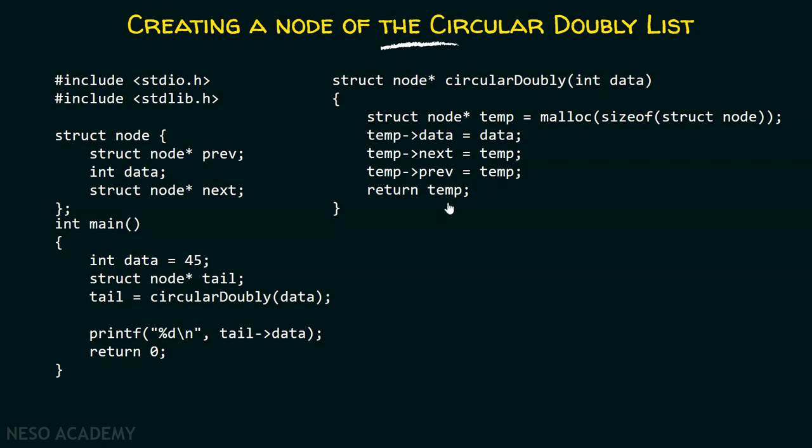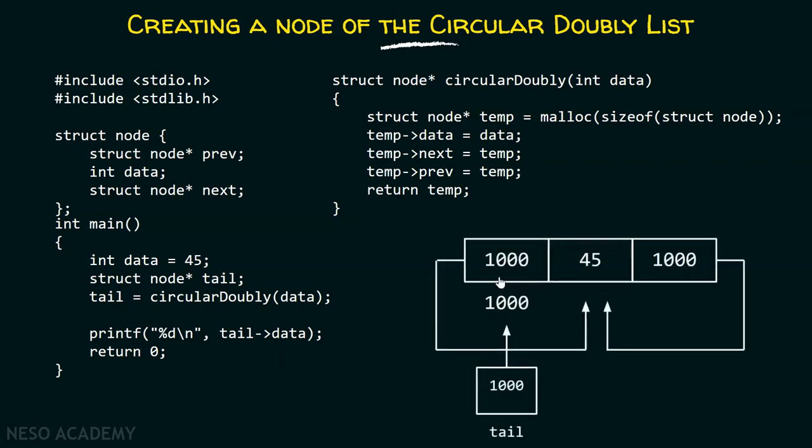And then finally we'll return the address of the node back to the main function which is received by the tail, and using tail we can print the data of that particular node. And that's it. This is how a circular doubly linked list node looks like. Here in the prev part and in the next part, the address of this node is contained, okay? And tail is pointing to this node as well.